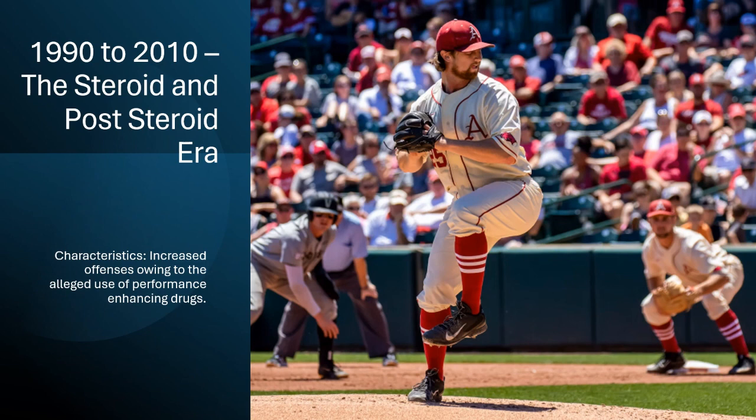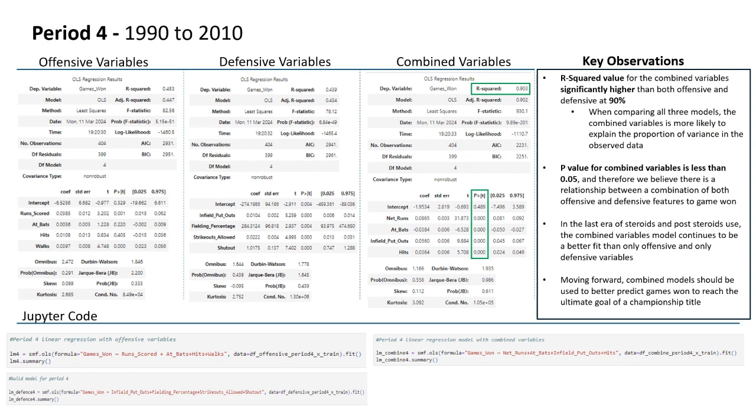The steroid and post-steroid era saw an increase in offenses owing to the alleged use of PEDs. Looking at the last period, we continue to see a trend where the combined variables model has a significantly higher R-squared than the rest of the models when offensive and defensive are independent. The combined variable model has an R-squared of 90% while p-values are less than 0.05. We are seeing a trend that when a team has both offensive and defensive features, they are likely to win more games, and we should use this as a basis moving forward when we consider how to build a franchise.